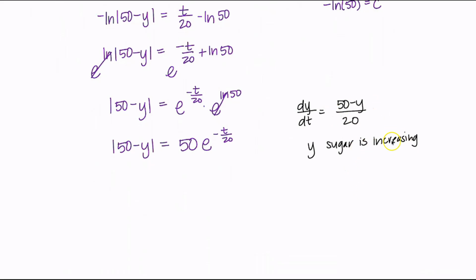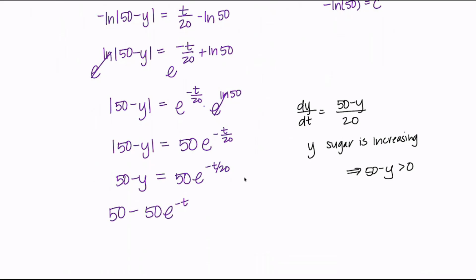So dy dt must be positive, right? That means this quantity, 50 minus y, must be positive, because the bottom 20 is already positive. So 50 minus y must be greater than 0. So we can drop the absolute value bars and say 50 minus y is equal to 50e to the negative t over 20, and then solve for y. I'm going to add the y to the right side and subtract 50e to the negative t over 20. So I have 50 minus 50e to the negative t over 20 is equal to y.